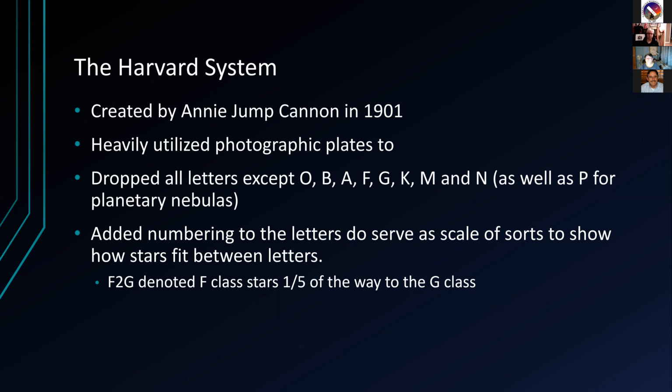In addition to that, she added numbers to serve as a scale to show transition points and where a star fits between two different classes. So for example, if someone said a star was an F2G, this denoted that the star was in the F class and about 1/5 of the way to the G, being on the line between F and G.